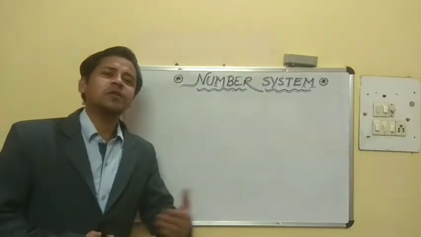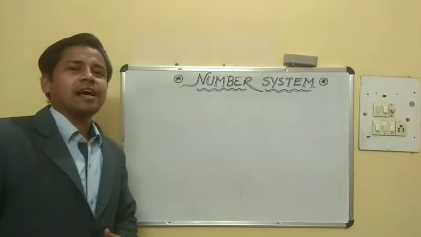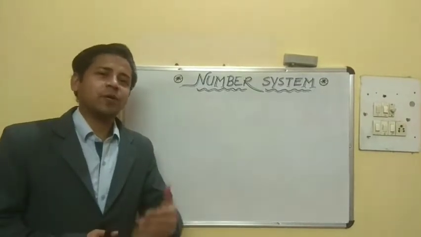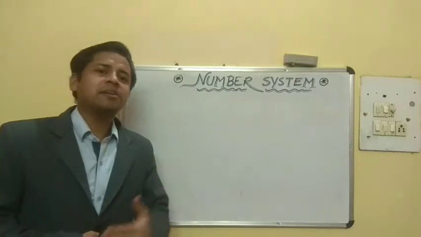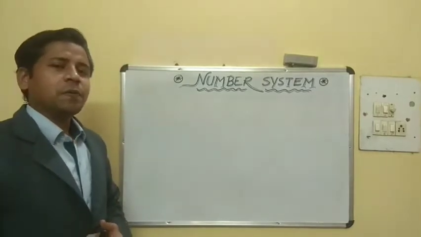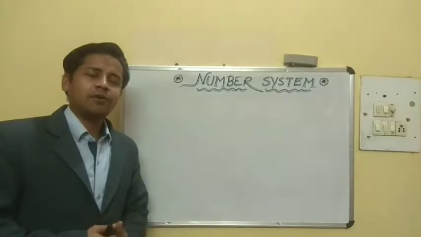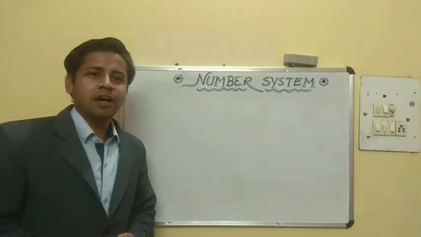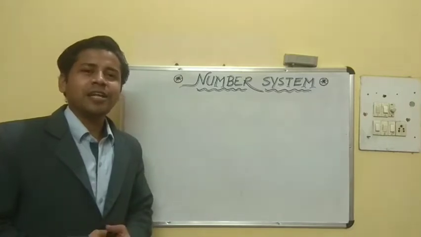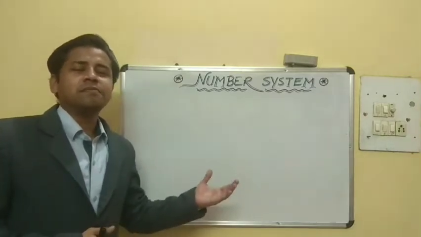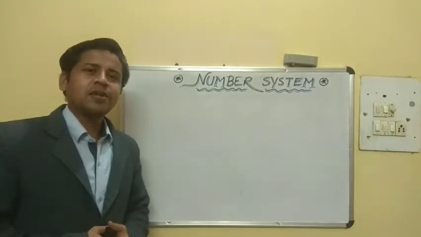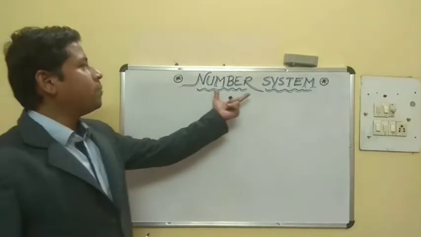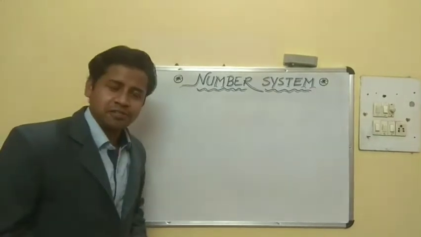Students, today we are going to learn and discuss NCERT Class 9 Mathematics, Chapter 1, Number Systems. Before we start the chapter, first of all we have to recall some terms and definitions so that the chapter becomes very easy for us. So let's start. The name of this chapter is Number Systems.